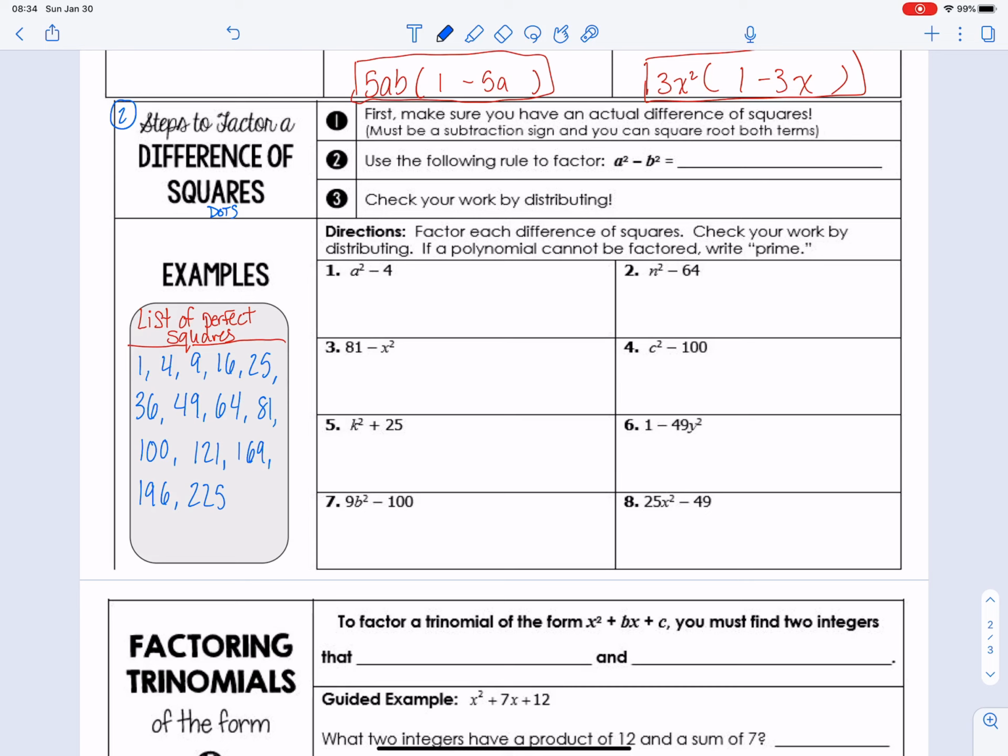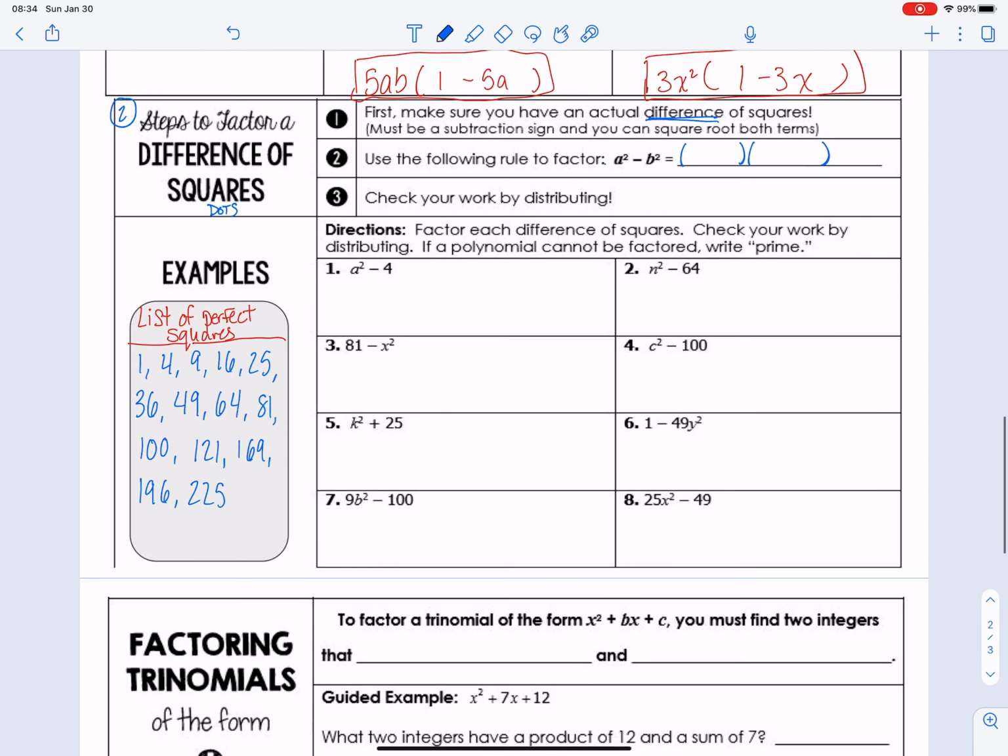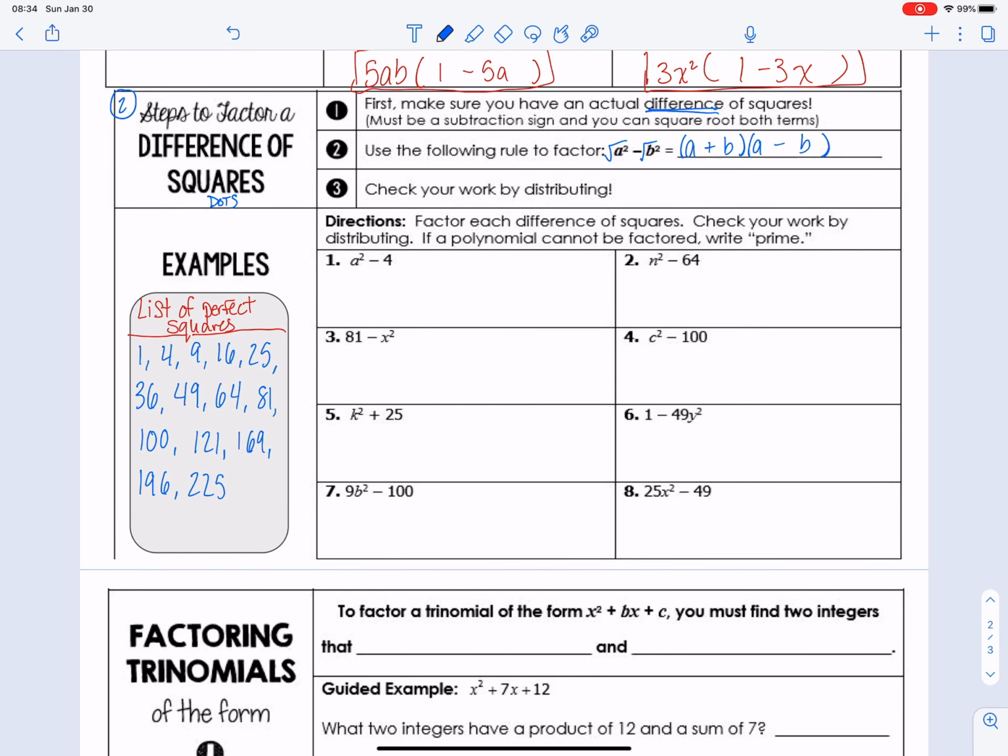As I said, for number 1, we saw that we couldn't factor out a GCF. There was no GCF between a squared and 4. But what I do notice is that I have a difference, there's a subtraction sign in the middle, of 2 perfect squares. So the way that we do this is we're going to use the following rule to factor. When you have a perfect square minus another perfect square, you're going to create 2 parentheses. You're really just taking the square root of both of these numbers. So the square root of a squared is a, that comes first. The square root of b squared is just b. And in the middle, you're going to have the opposite signs. So a plus b, a minus b, okay?